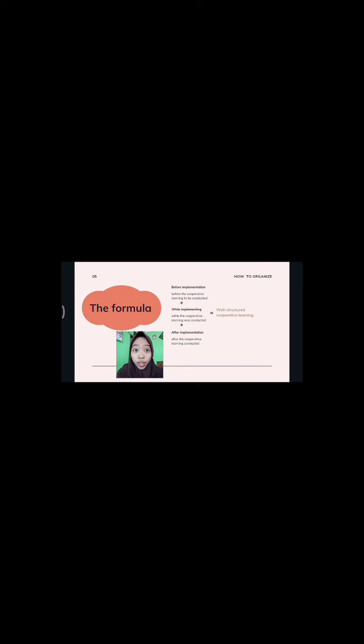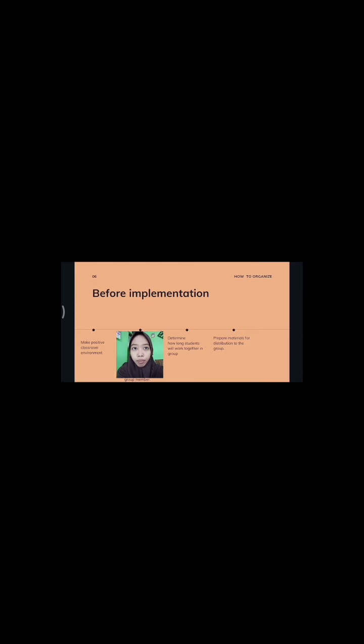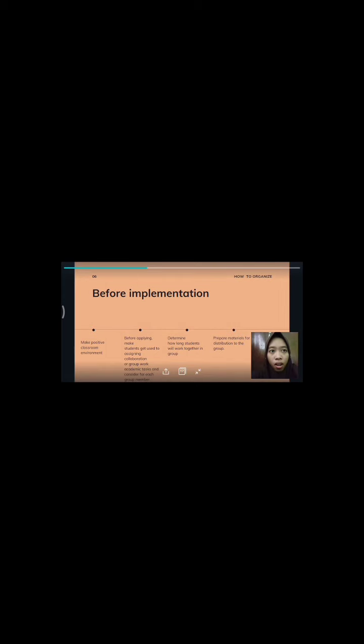We move to part 2, that is how to organize. There are three stages for this: before implementation, before the cooperative learning is conducted in your class, while implementing, while the cooperative learning is conducted in your class, and after implementation, after the cooperative learning has been conducted in your class. Let's move to the next section, that is before implementation.